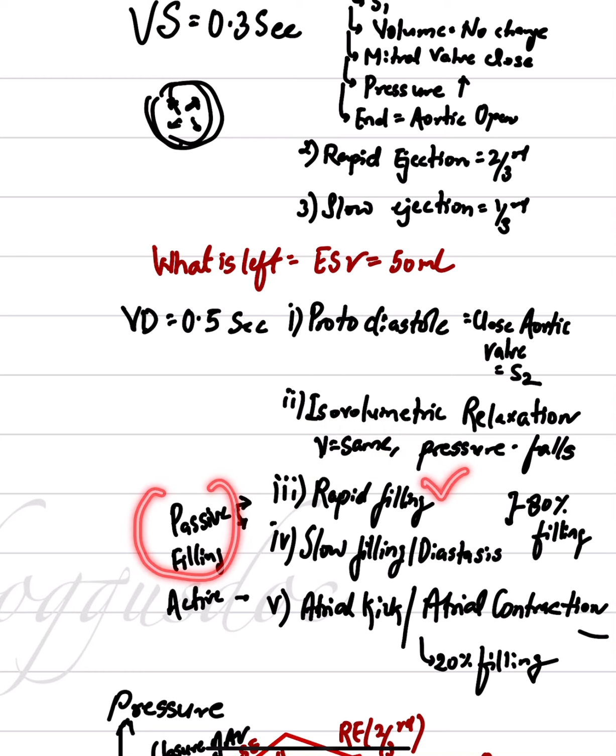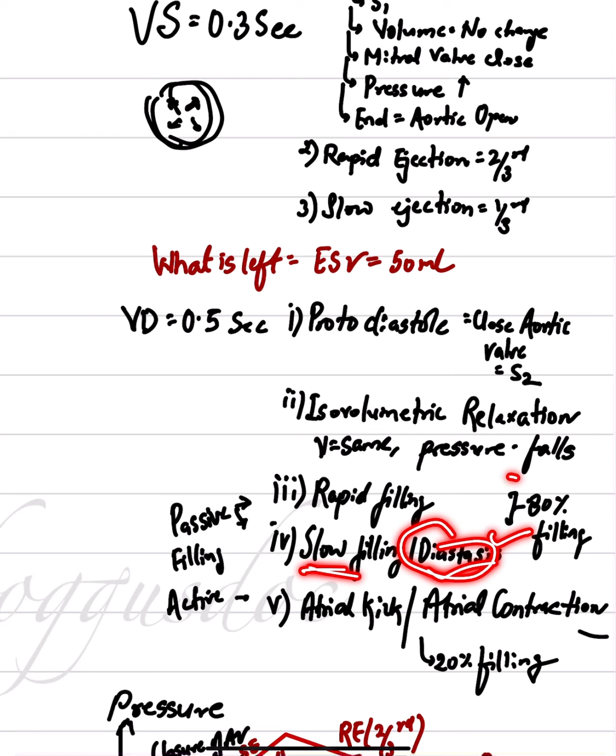After that, there is the rapid filling phase. It is the passive filling phase just because the tricuspid valve is opening now, and all the blood that is filled till now is rapidly ejected into the ventricle. But later, the atrium is filling slowly. It is known as the diastasis phase, the slow filling phase, 80%.